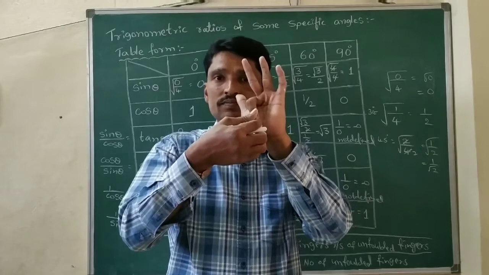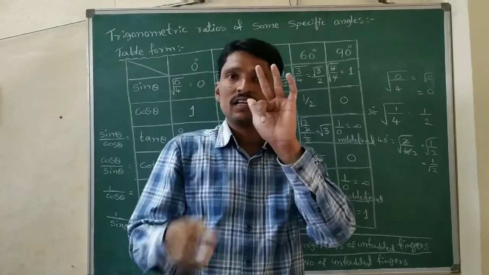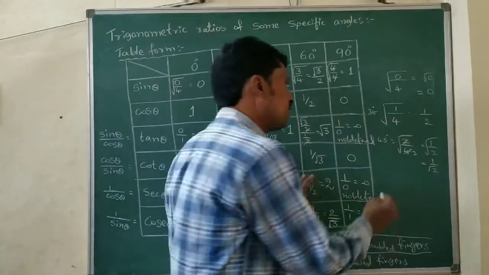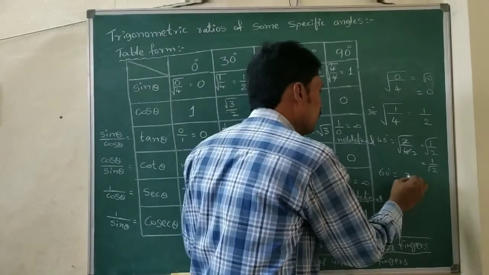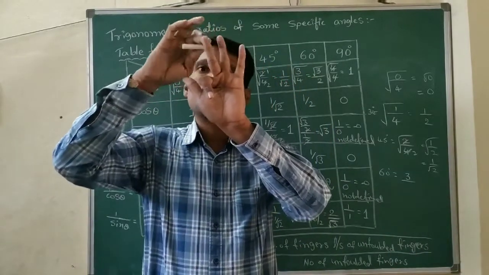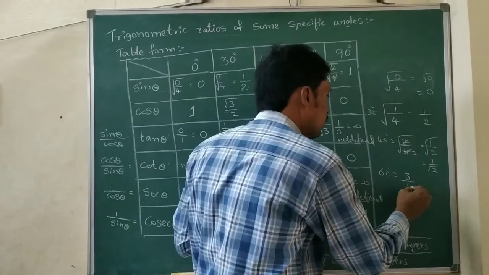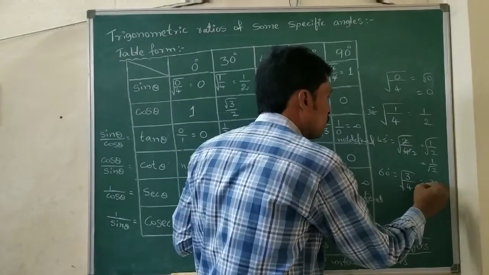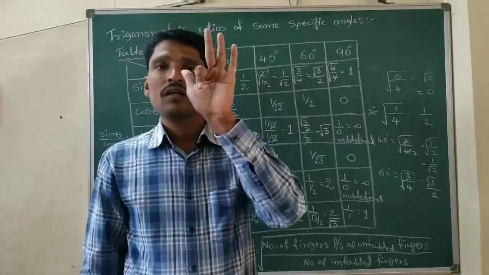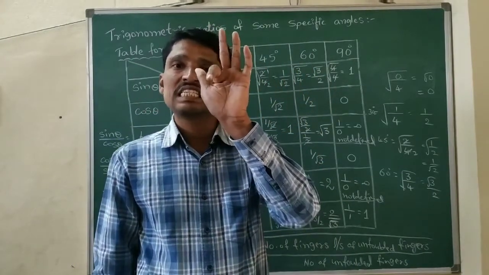Now this is 60. How many fingers are on the left side of the unfolded fingers? That is 3 fingers. By the total unfolded fingers, 1, 2, 3, 4. By 4 under root. So that equals root 3 by root 4, and root 4 value is 2. That is root 3 by 2. This is about 60 degrees.